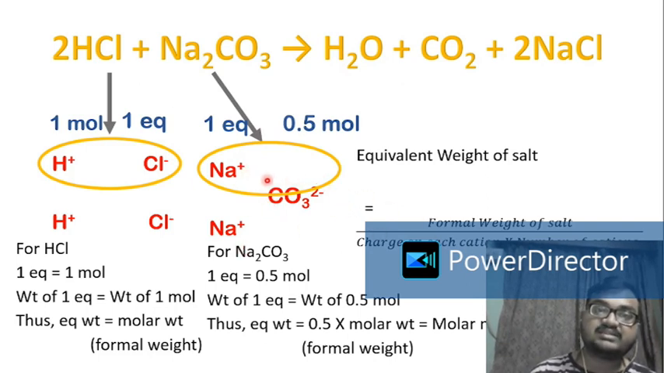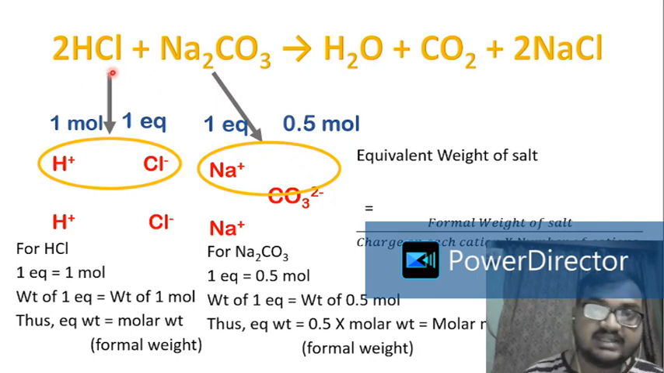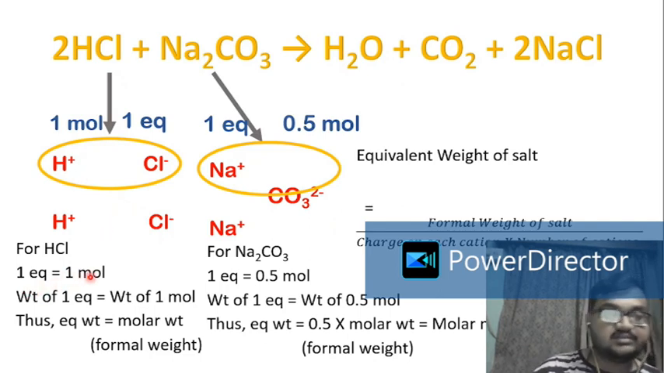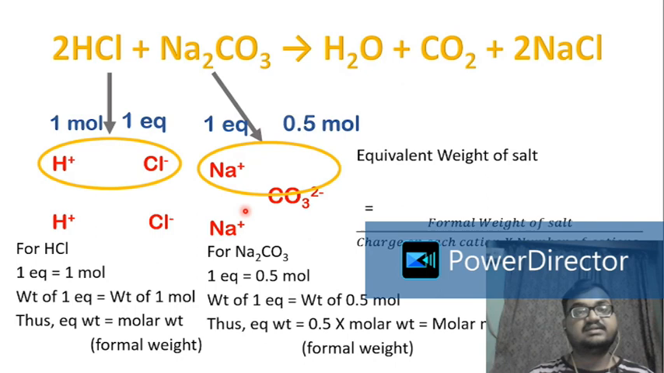If we take the total charge of the anion also, this is also 2, so it will come to the same thing. So here we take a reaction: sodium carbonate reacts with HCl to give water, carbon dioxide and NaCl. And here we see, similarly, HCl gives one reacting unit, which is the H plus, so 1 equivalent is equal to 1 mole, and the equivalent weight is equal to the formula weight. And here again, for 1 equivalent of Na plus, we will take half a mole of sodium carbonate. So again this will become 0.5, and molar mass by 2.